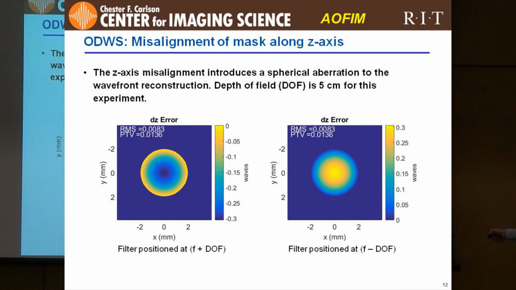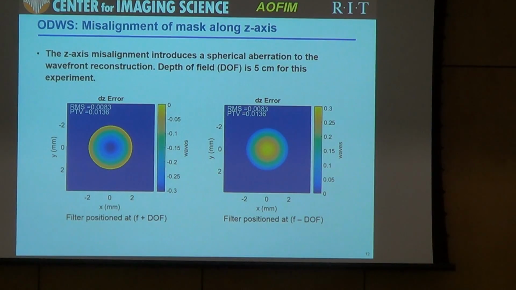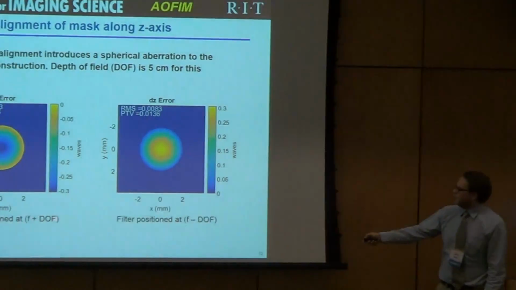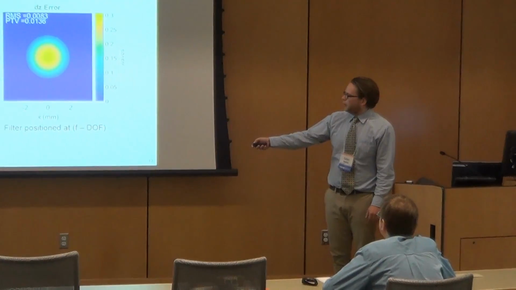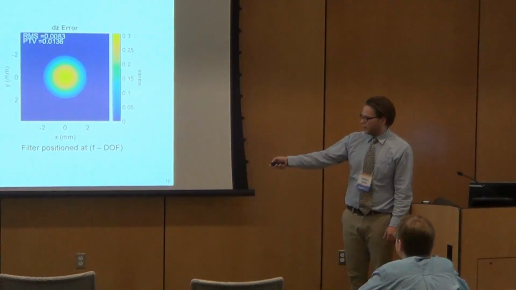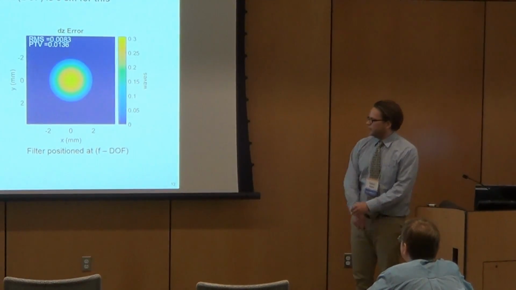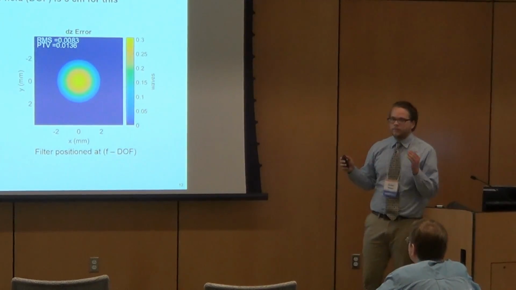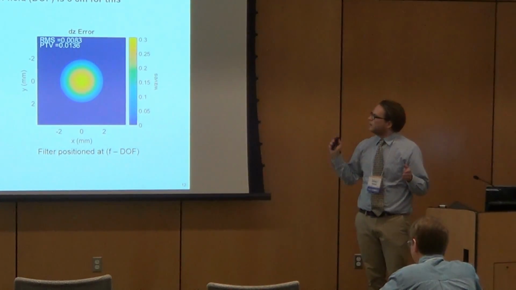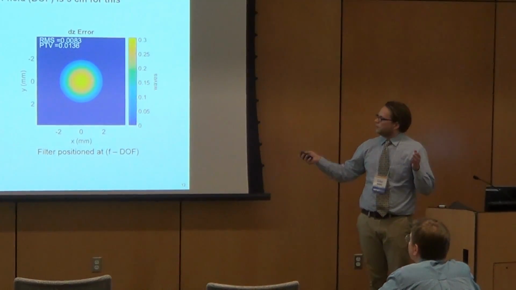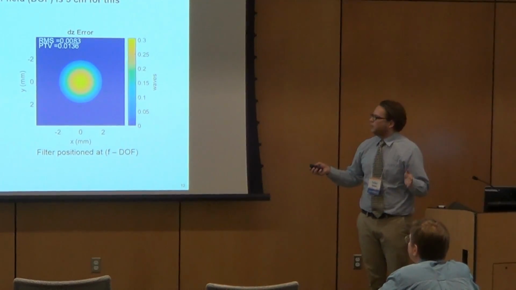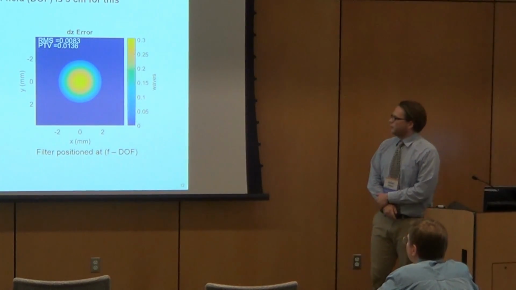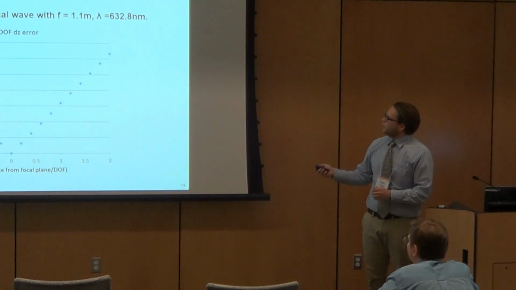So I used depth of field down here to see how much it was off axis. Like I said before, it was 5 centimeters. So this is at 1.05 meters away from the first lens, and this is 95 centimeters away. And it's the same error on either side of it. It's symmetric, as you can see in this graph right here.